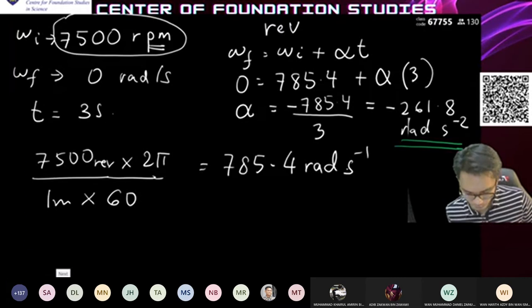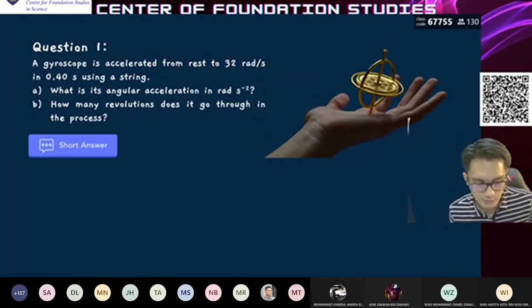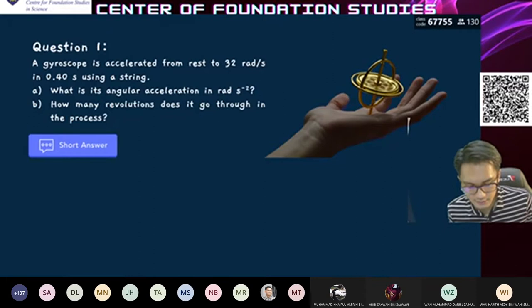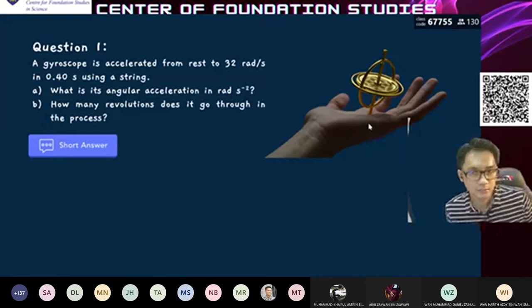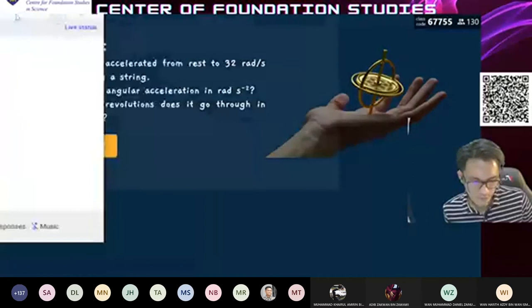Alright. So the first question: a gyroscope is accelerated from rest to 32 radian per second in 0.4 second using a string. So what is its angular acceleration in radian per second square, and how many revolutions does it go through in the process? The gyroscope is a device that measures the angular velocity, but this one was used a long time ago. But right now we don't use this anymore. Okay, you may start to answer this question.